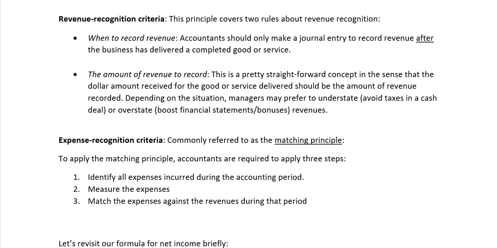So something to be wary of as an accountant. Depending on the situation, managers may prefer to either understate revenues, which is typically to avoid taxes in a cash deal, for example. You work for cash and you decide not to report that cash you earn. Or you might overstate revenues. So if it's a publicly traded company and good results make your stock price go up and you have your own bonuses which depend on the stock price, it may be in your best interest to overstate revenues. So you've got to look out for both those scenarios, and we'll touch on them later.